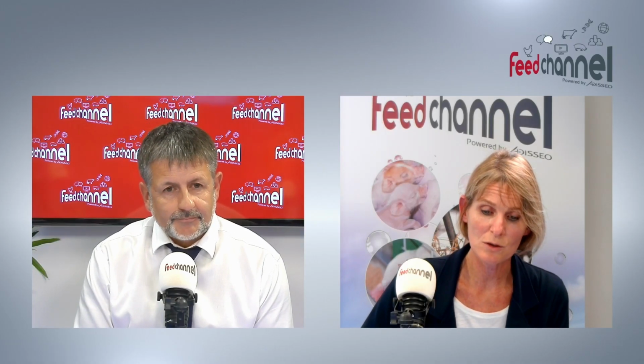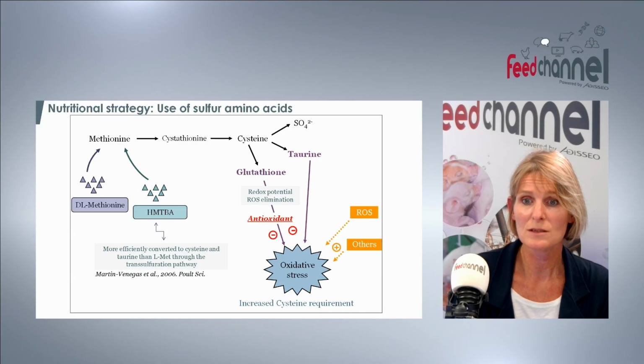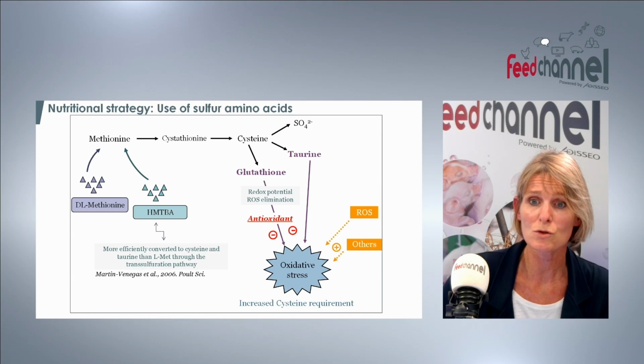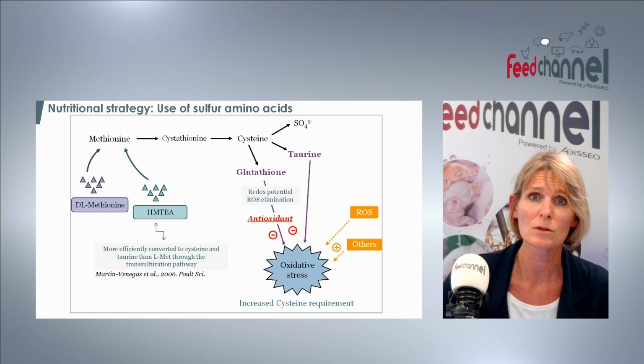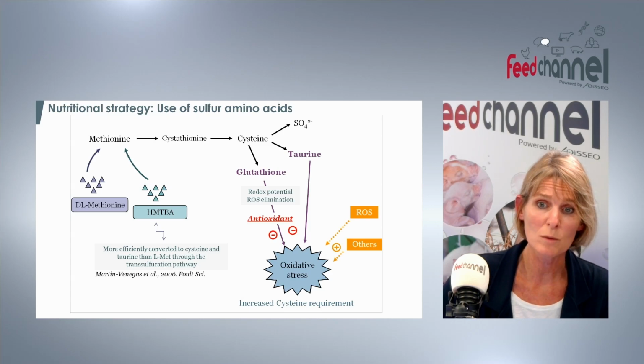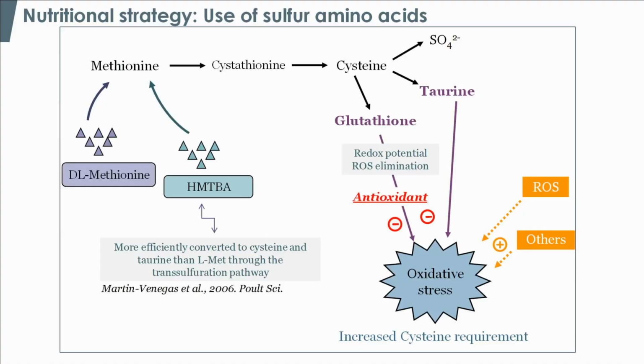Yes, sulfur amino acids are very interesting because, as you said, they are amino acids to build the protein, but they also have a specific role in the antioxidant response. And by these two ways, I think they are able to improve meat quality because they will protect the protein from oxidation, but they are also able to modulate the ultimate pH of the meat.